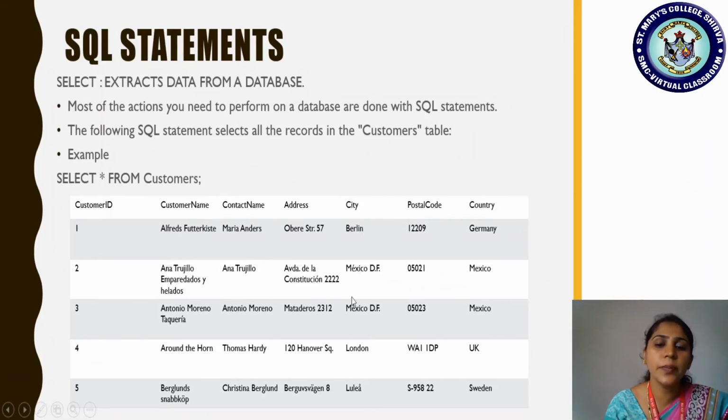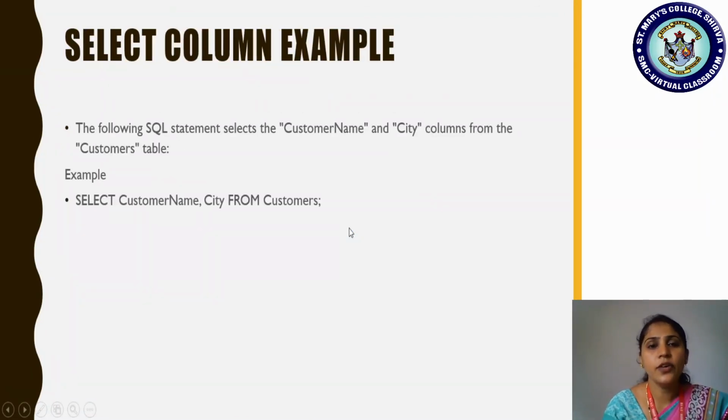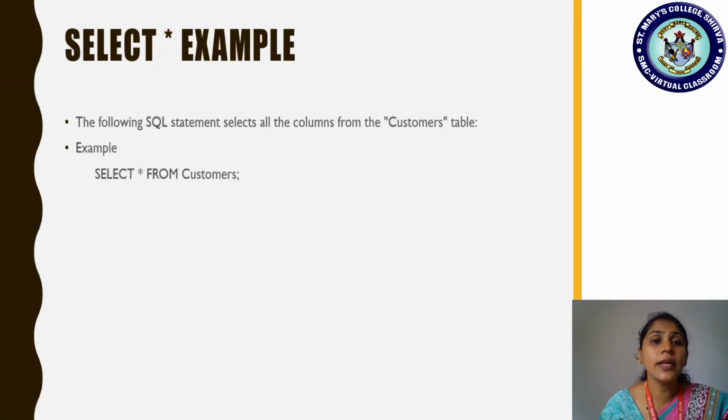Here Mexico is repeated two times, right? Yes, it is also shown. Berlin, Mexico, Mexico, London, Lulia. Only these two columns, customer name and city, will be displayed. Okay. So this is how we are making use of the select operator. So remember these examples with the syntax.